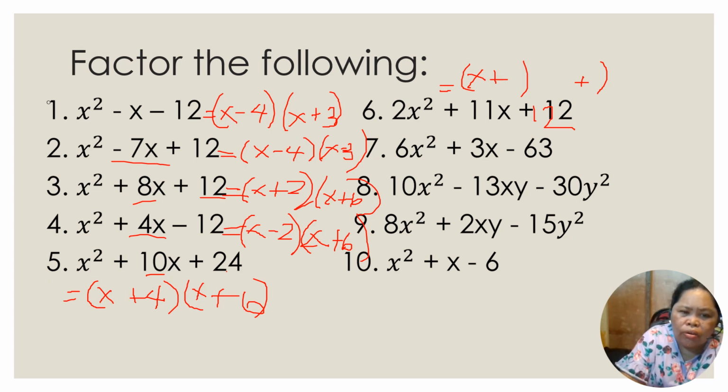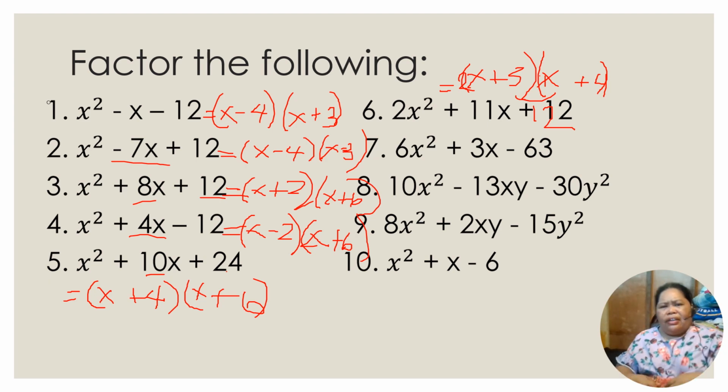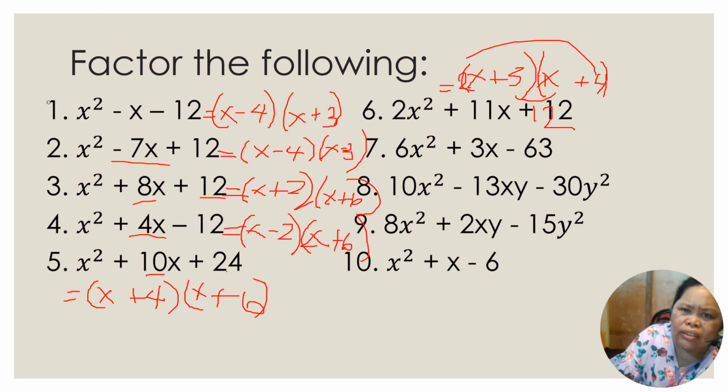You can put 2 here, and x. What are the other factors? Let's go back to 4 and 3. Okay, 4 and 3 cannot be. Let's try 3 and 4. 3x and 8x makes 11x. So this is 2x times 4 is 8x, 8 plus 3 is 11. That means our final answer is 2x plus 3 and x plus 4.